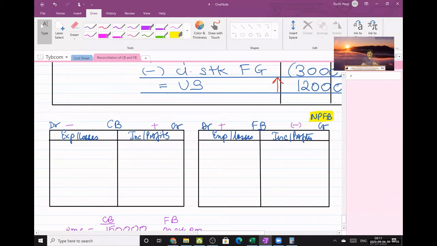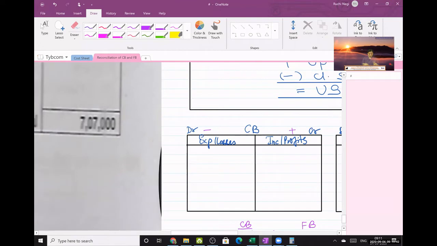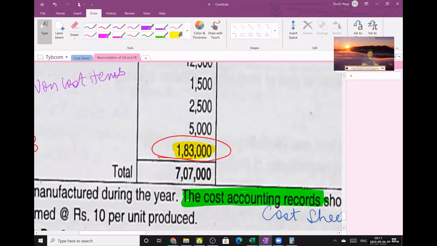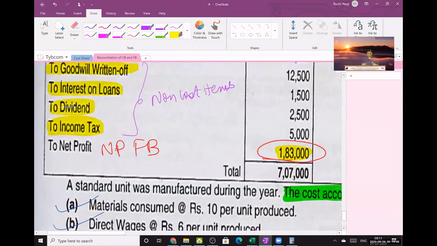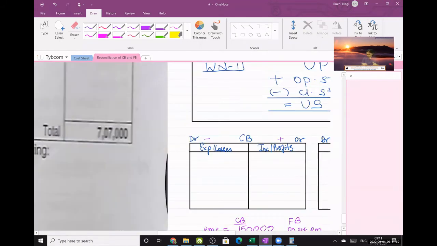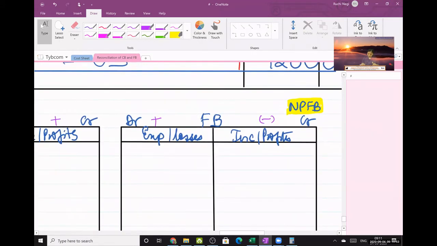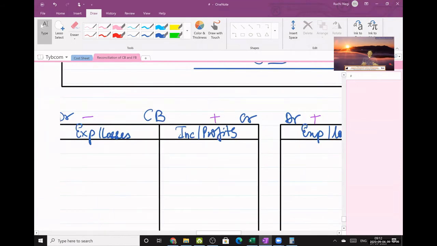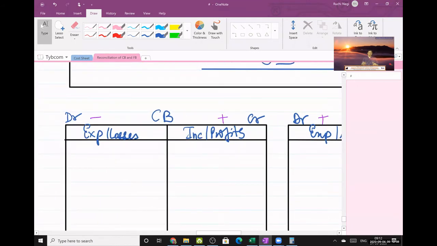Okay. So note it down: cost books, debit credit, finance books, debit credit. So finance books दिया हुआ है, yes, दिया हुआ है 1,83,000 net profit as per finance books. So my minus sign will start from here. Yeah, net profit as per finance books. So my minus sign here. Okay, plus and opposite sign in the other book.